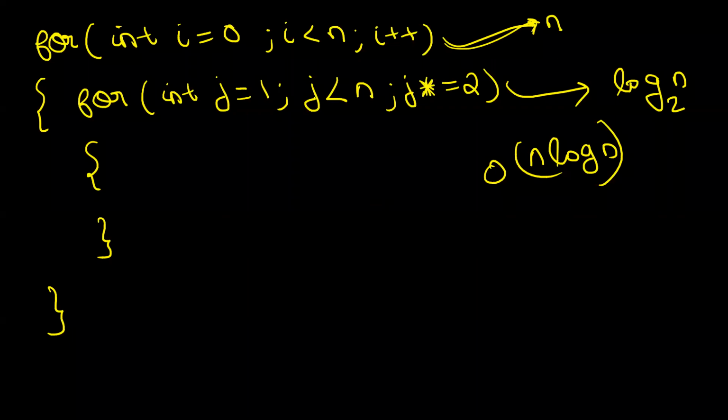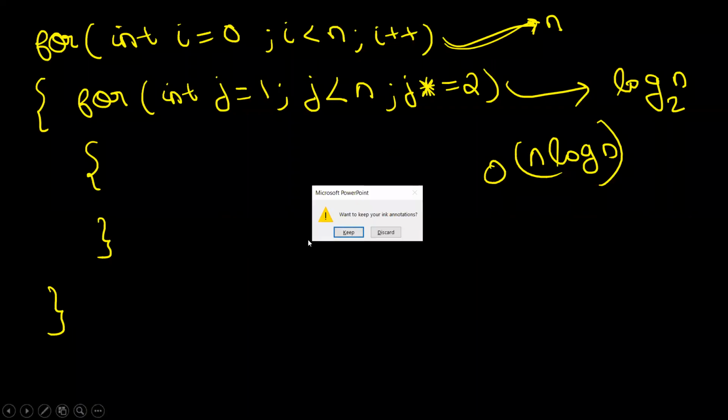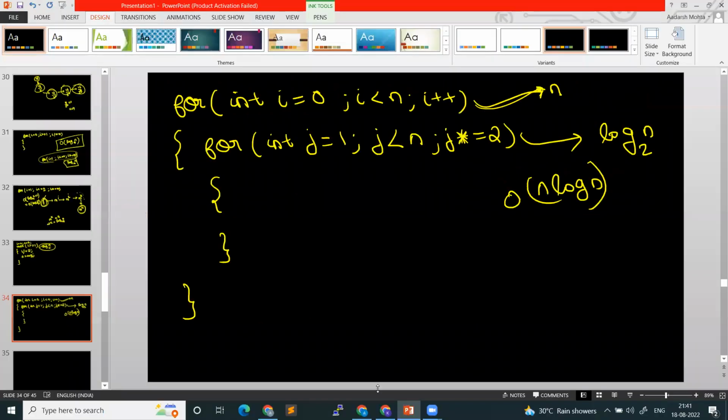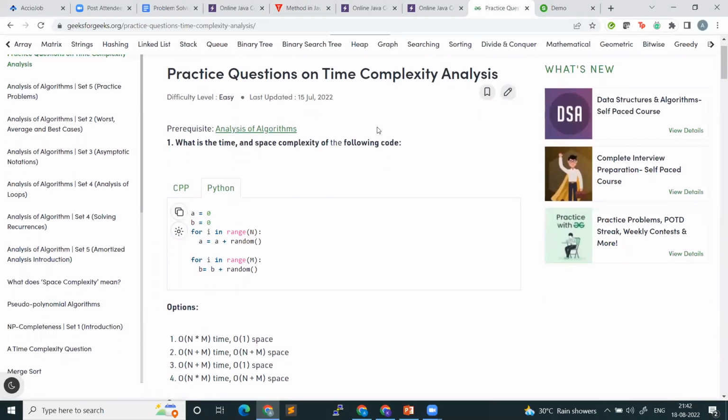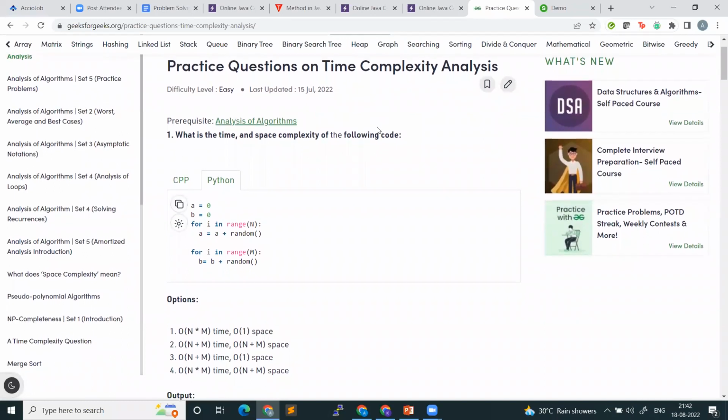Now, for your simple thing, see, I have some more questions to take. I will take more questions in tomorrow's class. But let's do some practice questions from GeeksforGeeks, so that at least you are clear with what we are learning. Is it making sense or not, right? Chalo. You guys will help me with the answers, right? We will try to solve questions from here now.